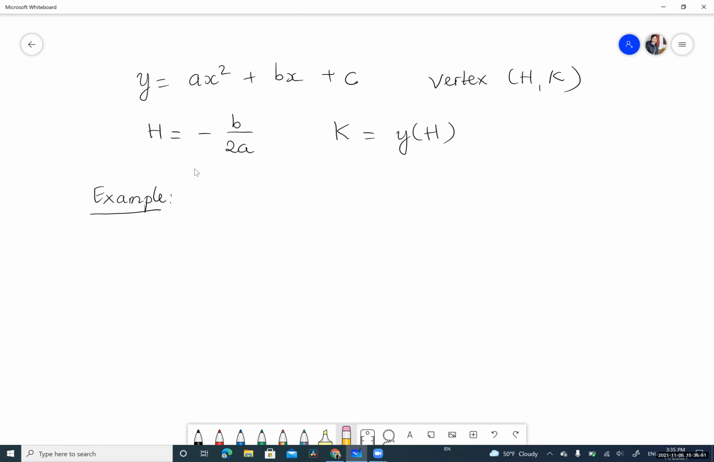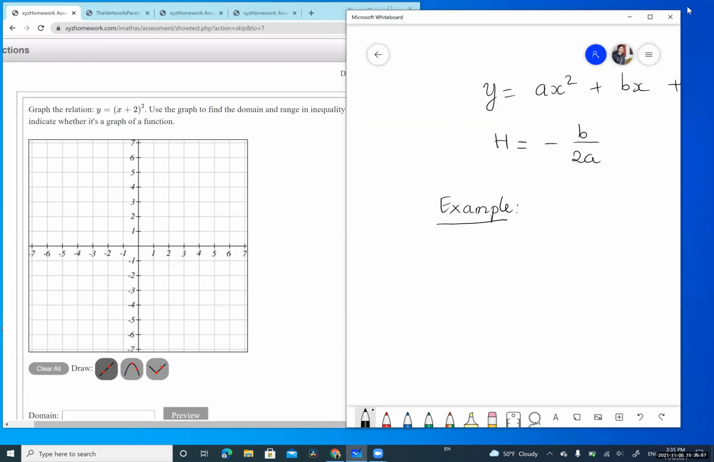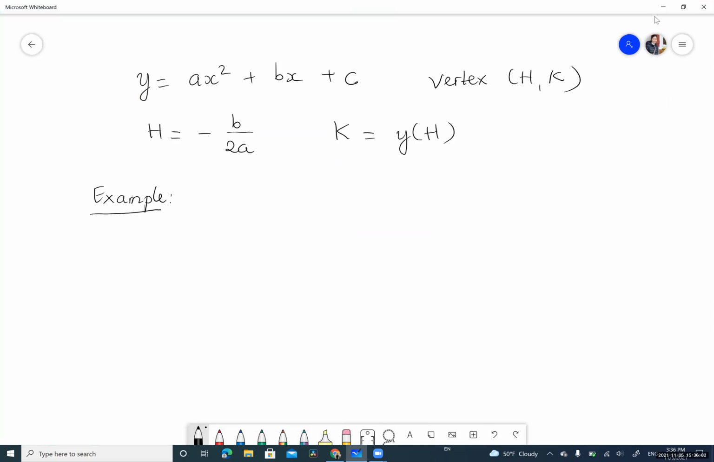For example, on question 8, they ask us to graph y equals x plus 2, all squared. I will write that function here as a sample. It doesn't appear like the form I need, so I will expand it into standard form. I have x squared plus 4x plus 4. Now I can use the formula to find the vertex.